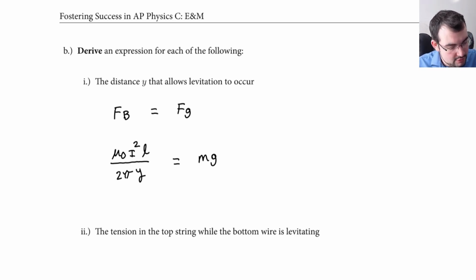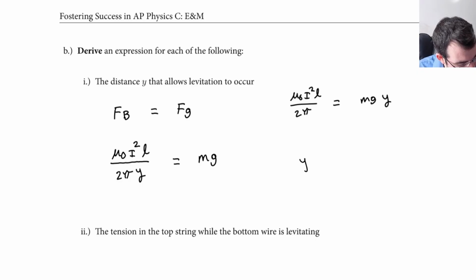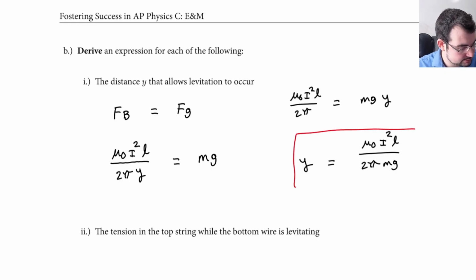So if you multiply both sides by y, you'd get mu naught I squared L over 2 pi equals mgy. So we'd get y, the distance that causes separation to occur, or levitation rather, is mu naught I squared L over 2 pi mg. Gross.